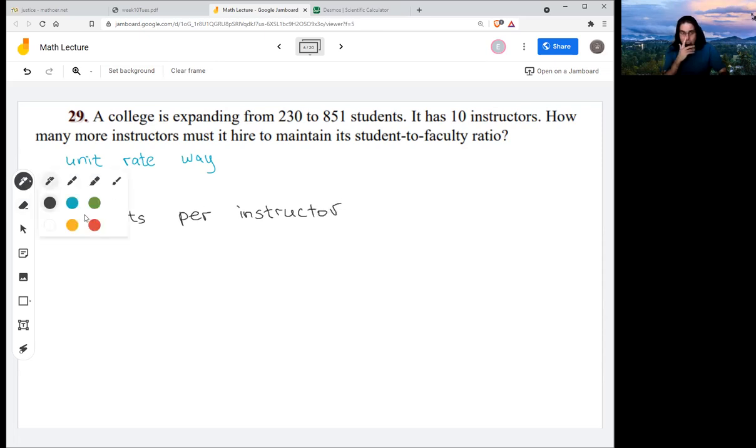So the one that goes with the per instructor is the one that goes, whoops, I'm saying it wrong. I want instructors per student. So that the one that comes after the per goes with the new thing, which is the greater number of students.